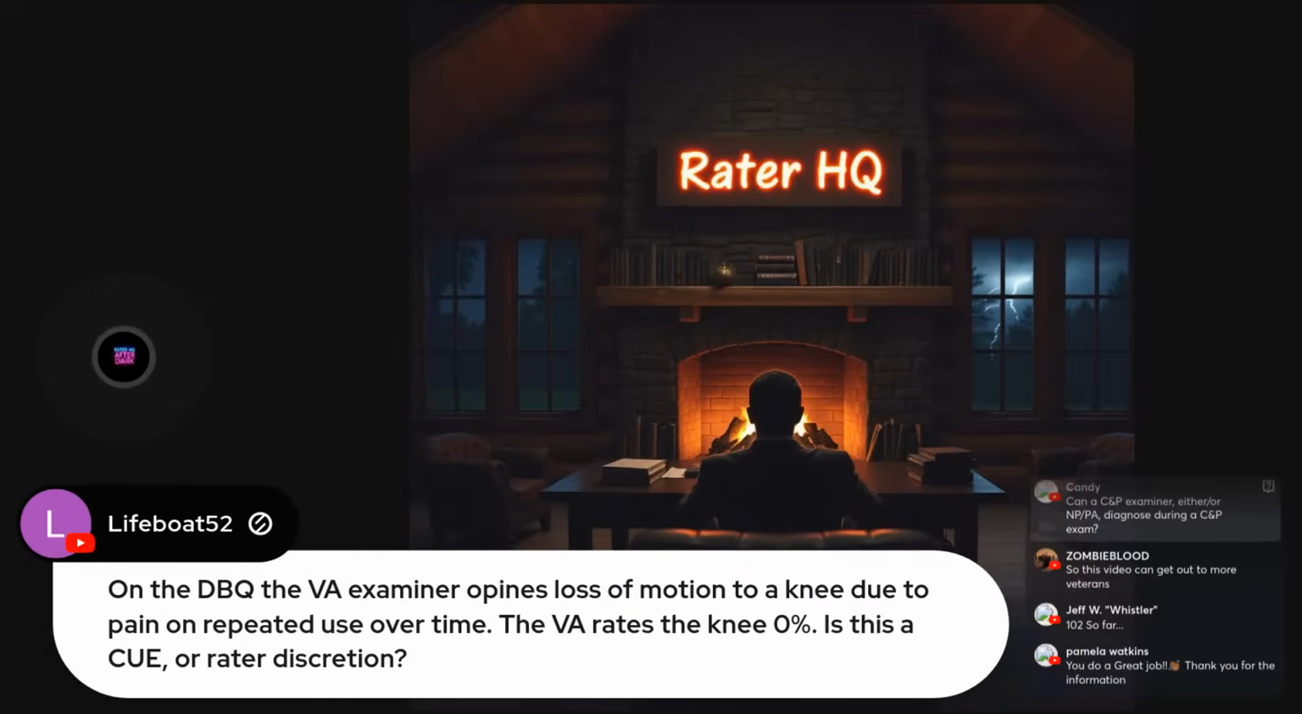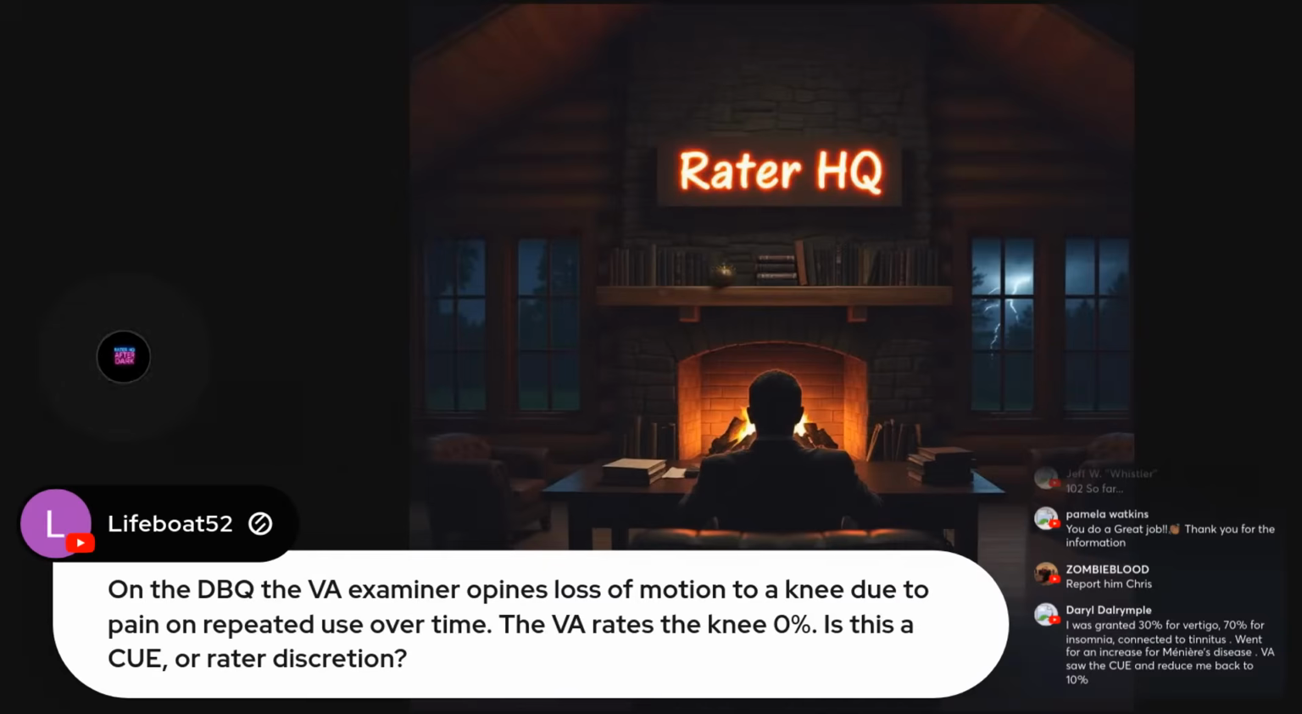On the DBQ, the VA examiner opines loss of motion to a knee due to pain on repeated use over time. This is wrong. No, it's not. No, they missed it. You have a new rater. Any kind of pain that's reported on the DBQ should be a minimum of 10% for any kind of musculoskeletal joint, except for shoulders, which has a minimum of 20. This should be a minimum of 10%.